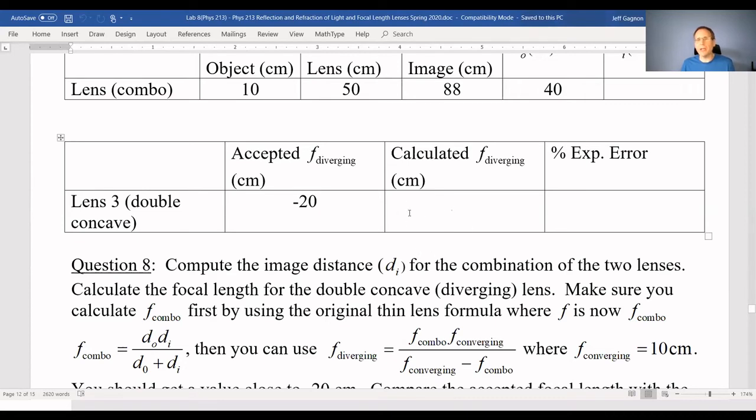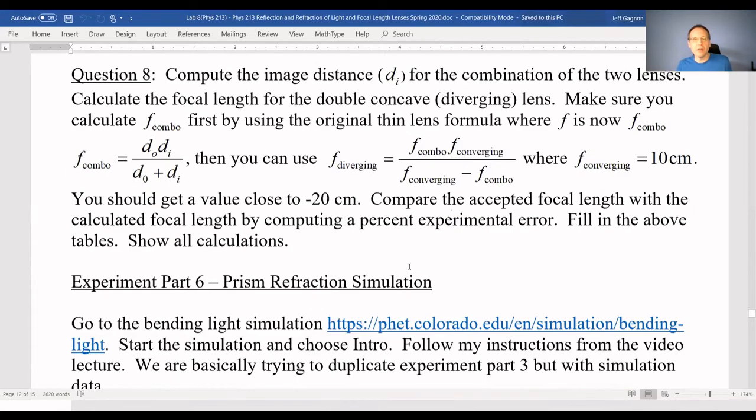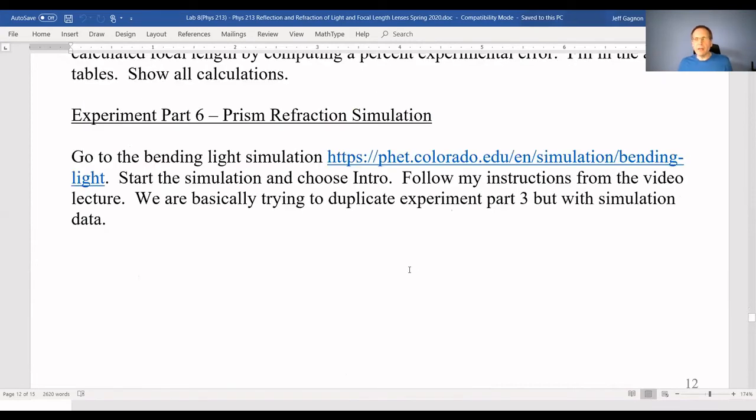And it'll probably be like negative 20 point something or negative 21, something around that. So then compare these two by computing the percent experimental error and show me these calculations. Okay, then I thought it might be fun, because we didn't get to do much, or you guys at least didn't get to do many measurements, to actually do a few of these things with some really well-written simulations. So I thought that for the last two parts of the lab, I would do a couple of simulations.